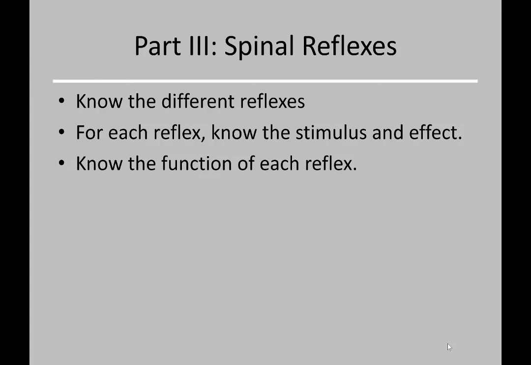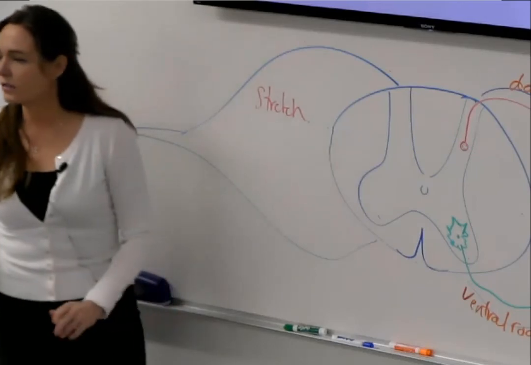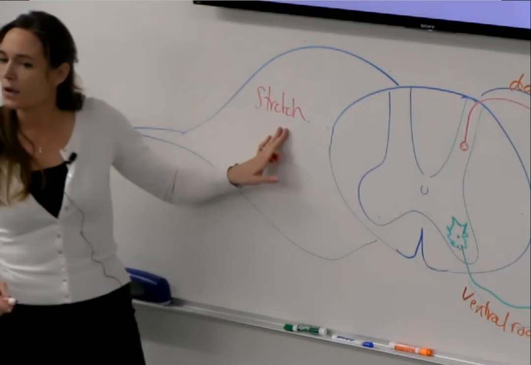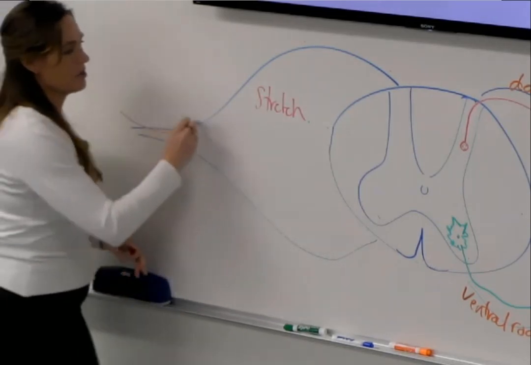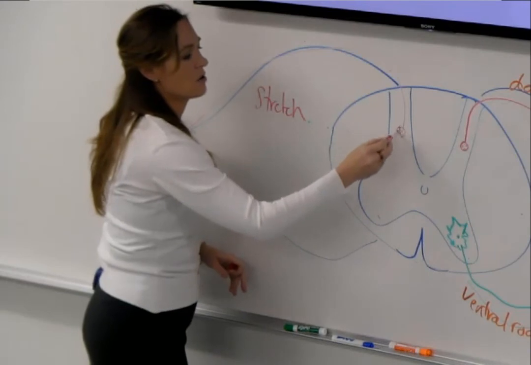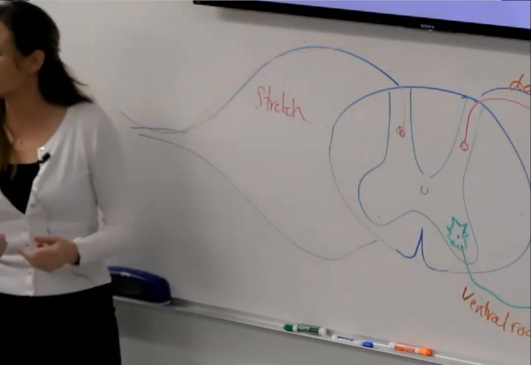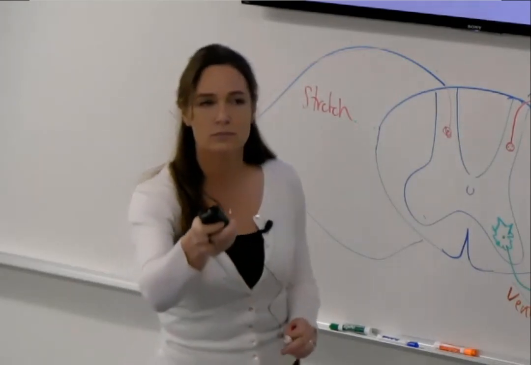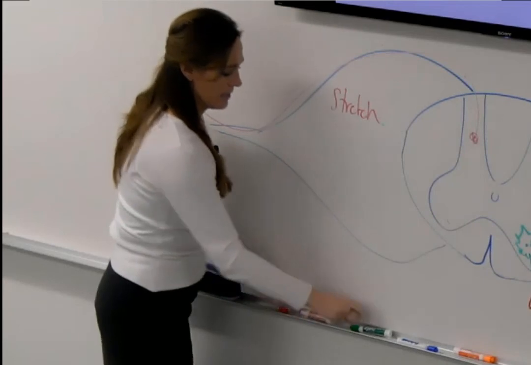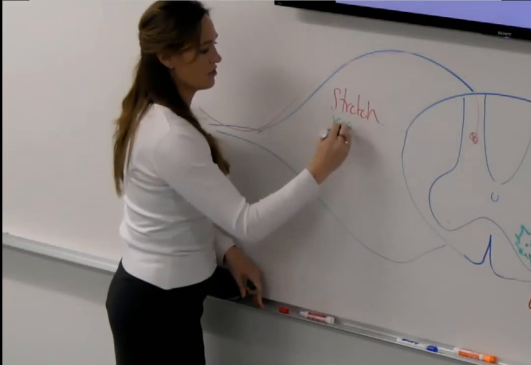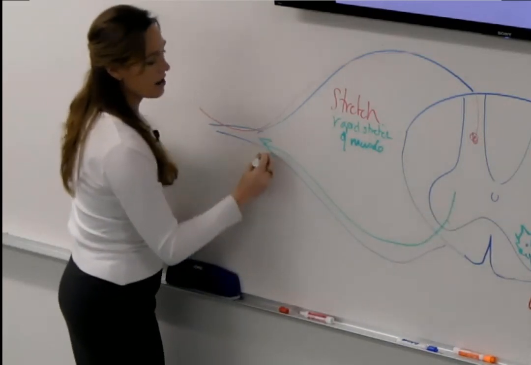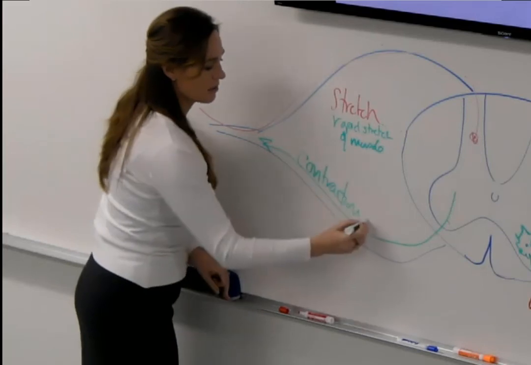Reflexes. There are 3 different reflexes we had. There was the stretch, the Golgi tendon, and the flexor withdrawal reflex. Stretch reflex. What was the sensory input that came into the spinal cord that initiated it? What initiates a stretch reflex? Rapid stretch, thank you. So for the stretch reflex, its stimulus is going to be rapid stretch of muscle. And then therefore its action coming back out is going to be contraction of that muscle.